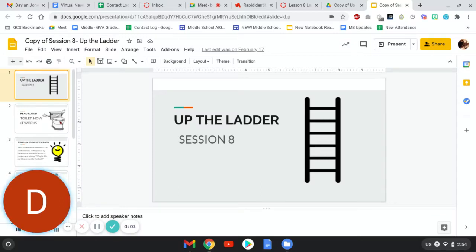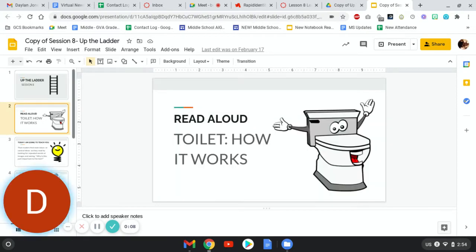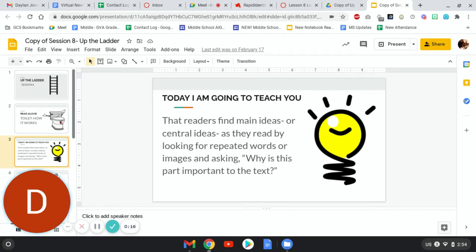This time we're going to be working on Up the Ladder, Session 8. You previously read our read aloud at the beginning of the passage, or the text, "Toilet: How It Works." So today we're going to teach you that readers find the main ideas, or the central idea, as they read by looking for repeated words or phrases or images and asking, why is this part important to the text?